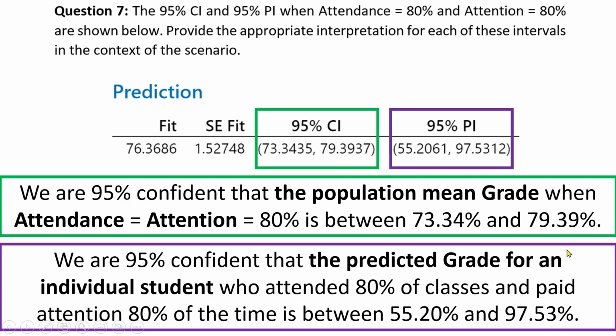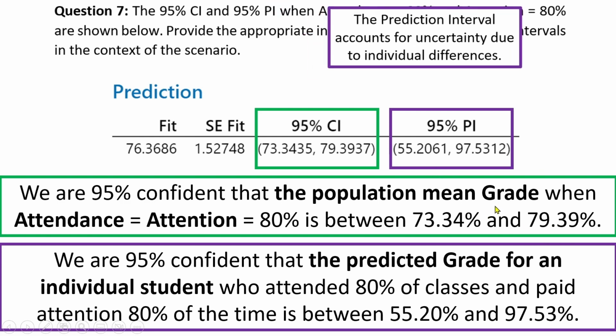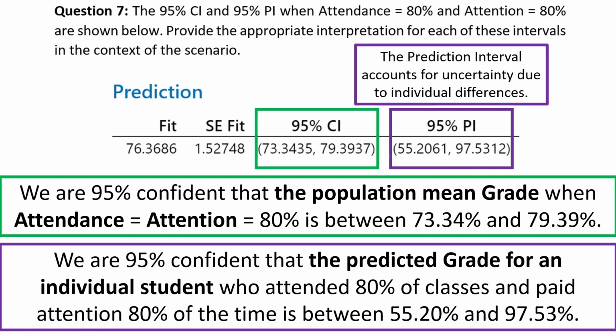And why is it so much wider? It's because the prediction interval accounts for uncertainty due to individual differences. The confidence interval for a population mean response does not account for those individual differences, and so there's less uncertainty, and the interval is therefore not as wide. Right, so you need to be prepared to explain the difference between the confidence interval and the prediction interval on the final.